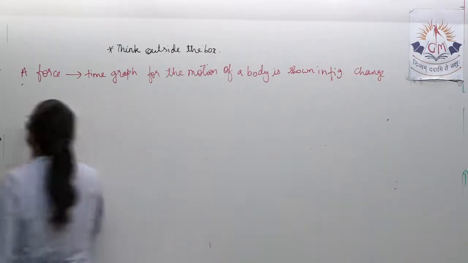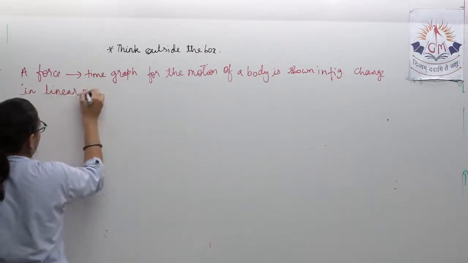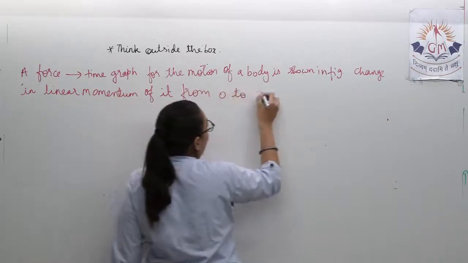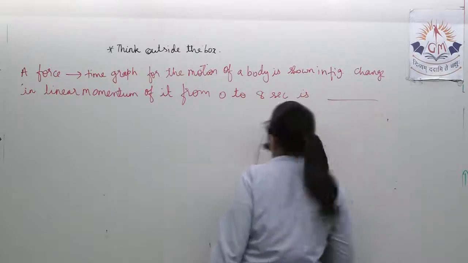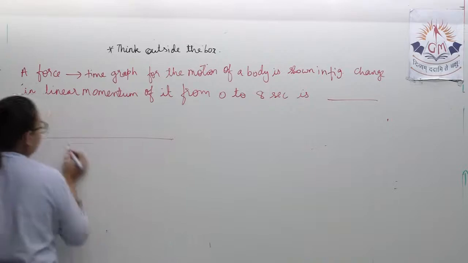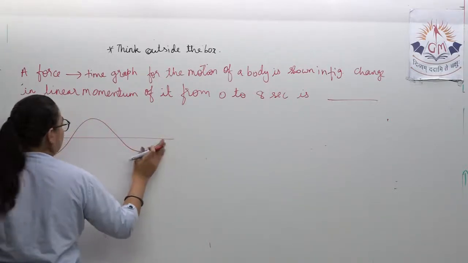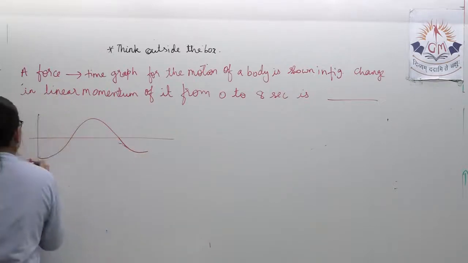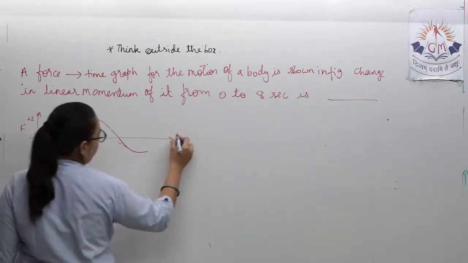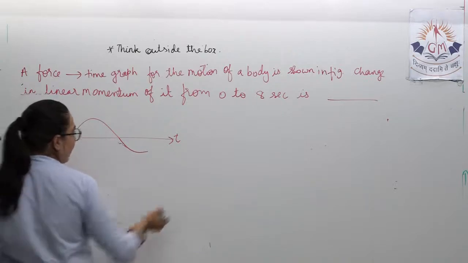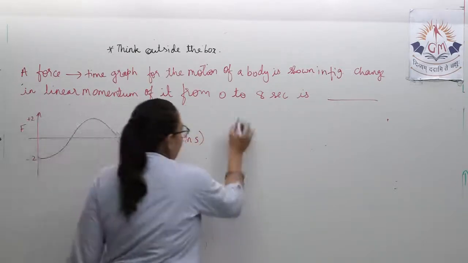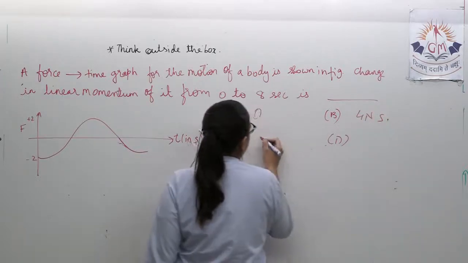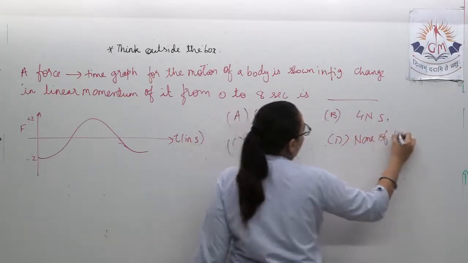Change in linear momentum of it from 0 to 8 seconds is dash. And here is the graph, with force F from -2 to 2 and time T. This is time in seconds. And there are 4 options: 0, 4 Newton second, 8 Newton seconds, none of the above.